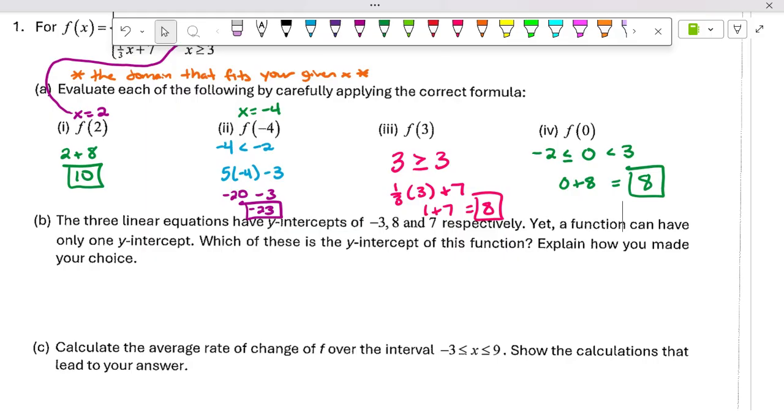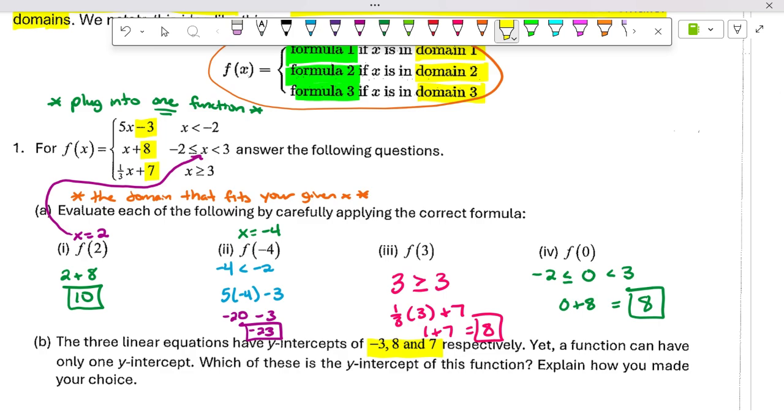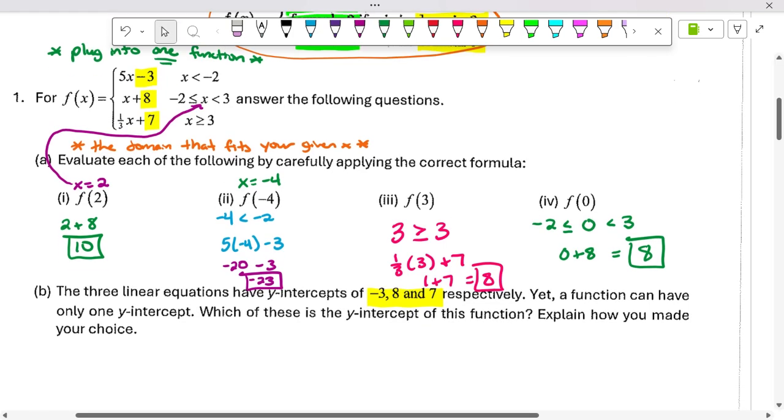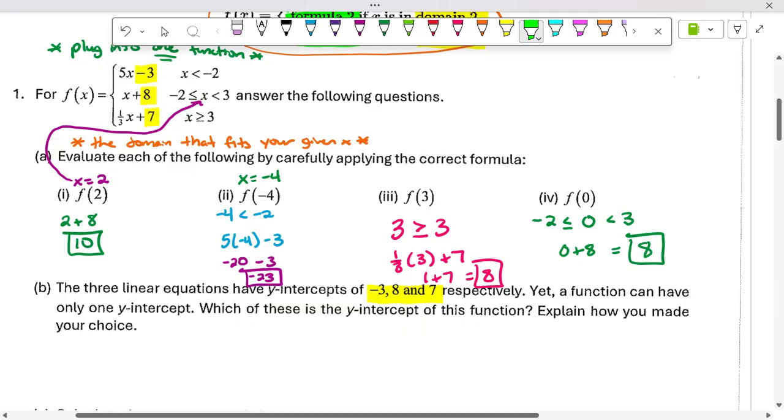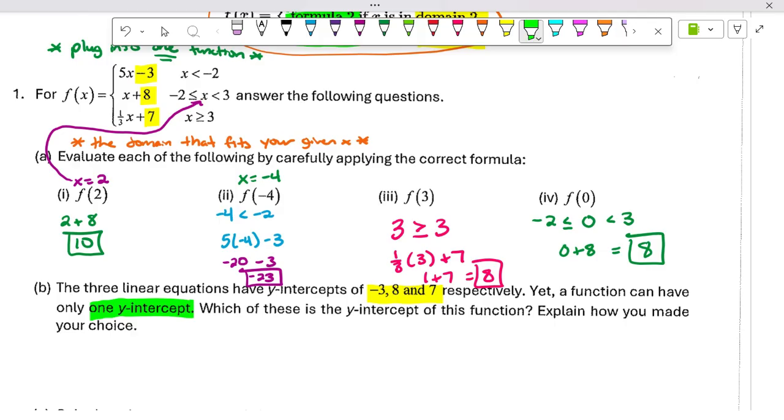So, there are 3 linear equations. Each have different y-intercepts, specifically -3, 8, and 7, respectively. So if we look back up here, the y-intercepts of these functions are -3, 8, and 7. However, since the piecewise function is a function, there's only one y-intercept. Why do you think that is? Why would a piecewise function only have one y-intercept? Which, by the way, every function only has one y-intercept. Why is that true?